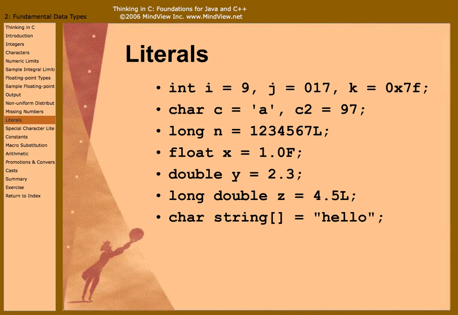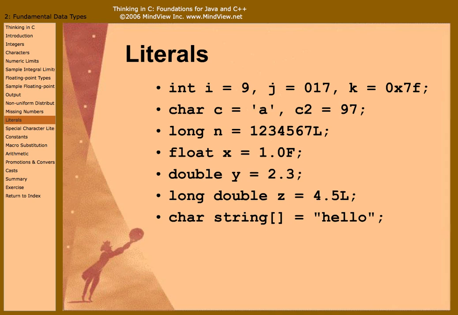Long double is similar to long for integer. What you do is make sure that you have a decimal point in your number, and then you, in addition, use a suffix of L. And that tells the system that this is a long double literal.